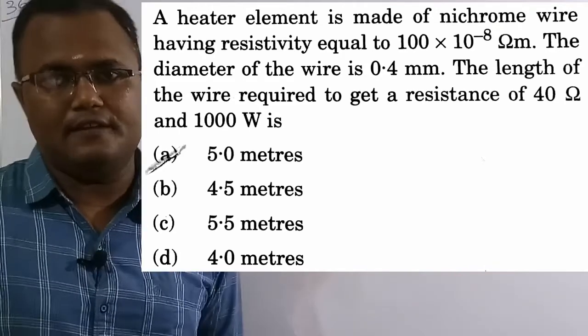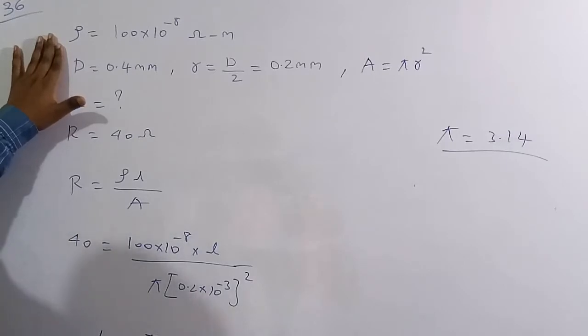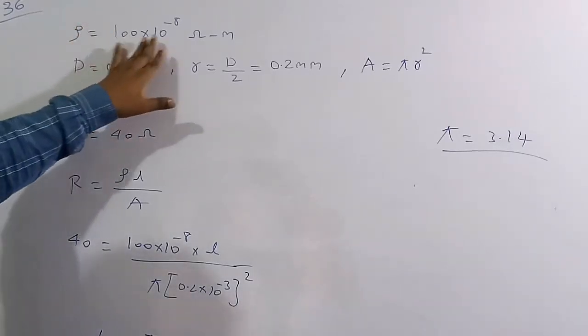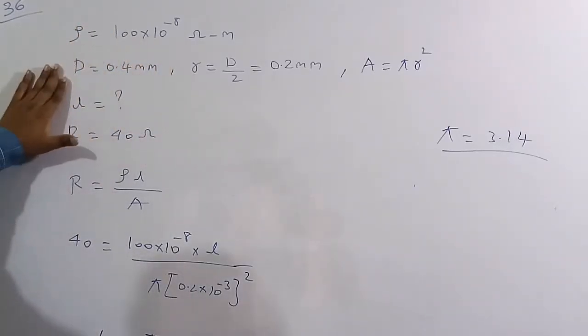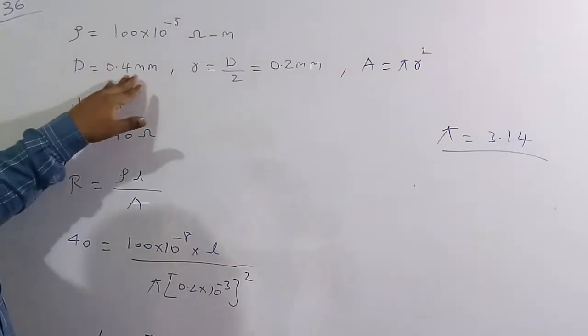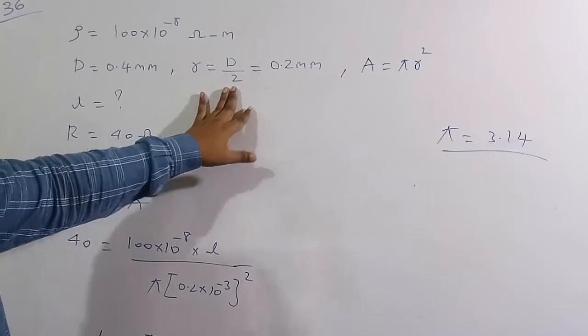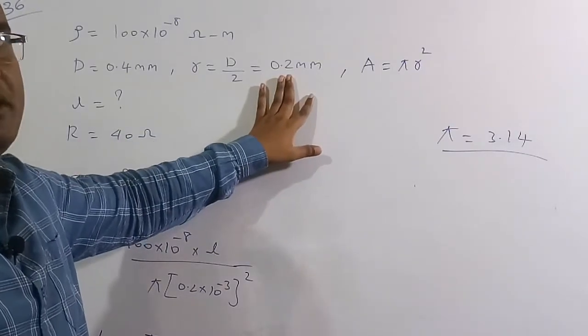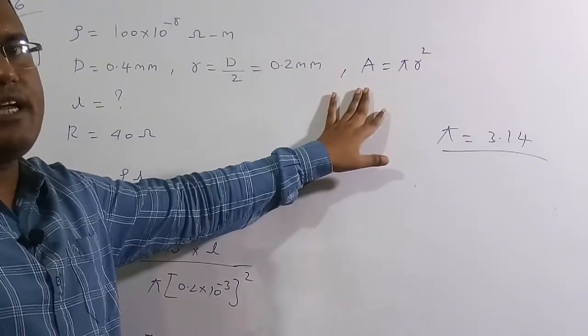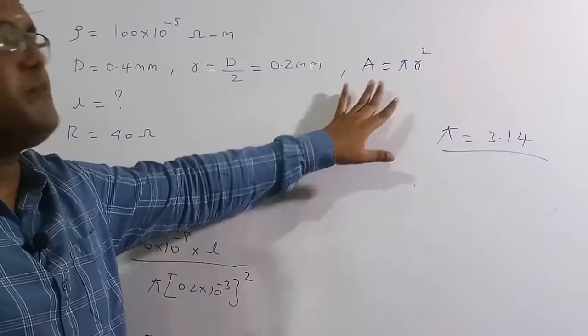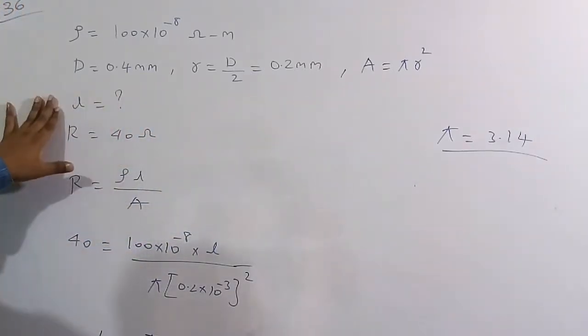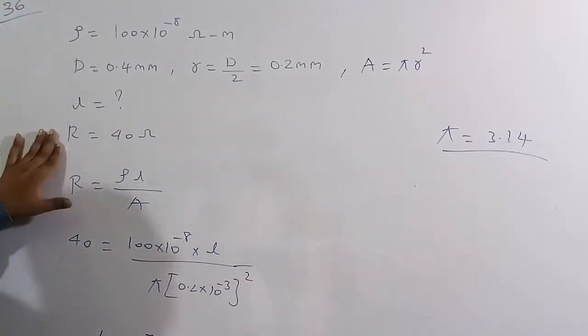So let's solve this numerical. In the question they give the resistivity of the material as 100 × 10^-8 ohm meter, and the diameter of the wire which is 0.4 millimeter. The radius is half of the diameter, so we get 0.2 millimeter. Based on this we can calculate the area of the wire, which is πr². And we have to find the length of the wire, and they also give that the resistance of this wire is 40 ohm.